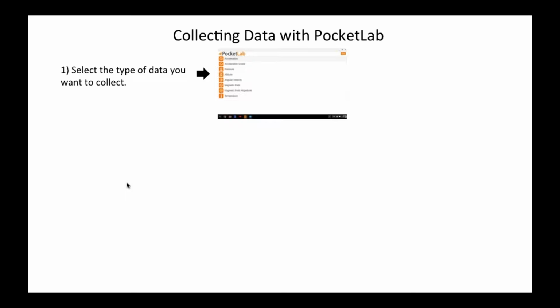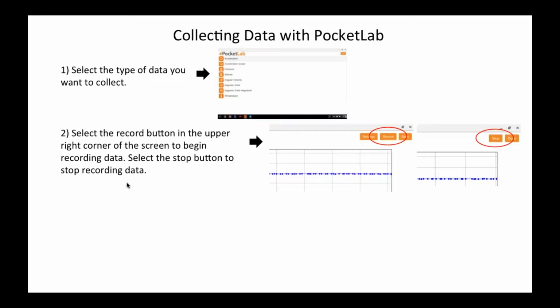Okay, so next we're going to talk about how to collect data with PocketLab. And again, I'll show you a video going over this in a second as well. First, once you're connected, you want to just select the type of data that you want to collect, whether that's acceleration, altitude, or magnetic field. Then you'll be brought to a screen that will stream your data in real time.